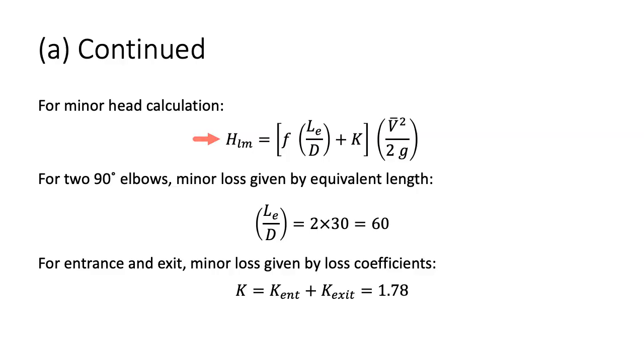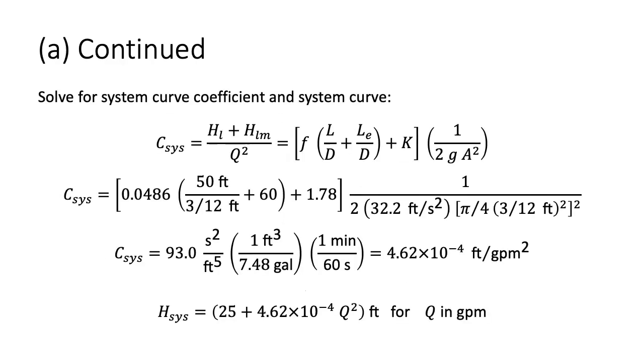For the two elbows, the head loss is accounted for by adding 60 diameters of pipe length. For the entrance and exit, the total loss coefficient is 1.78. Next, our major and minor head losses are combined to solve for the system curve coefficient.